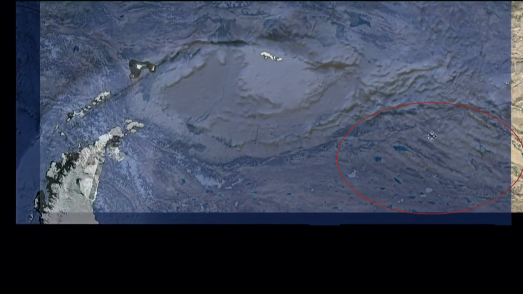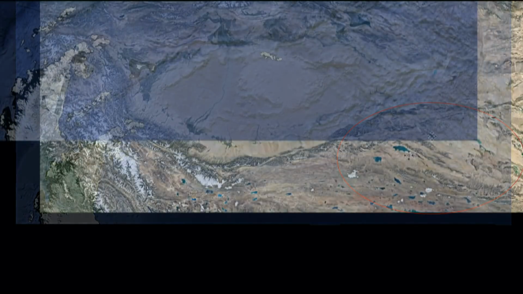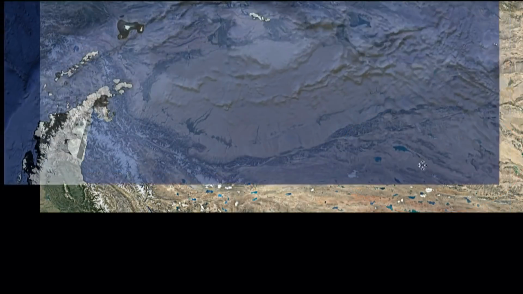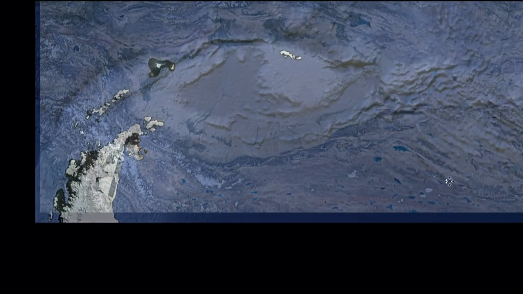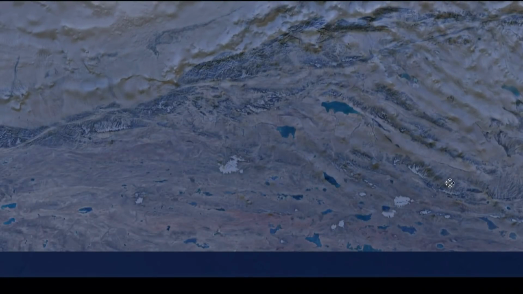But look at the features here. Look at these lines. And look how they match up right there. That cannot be a coincidence.